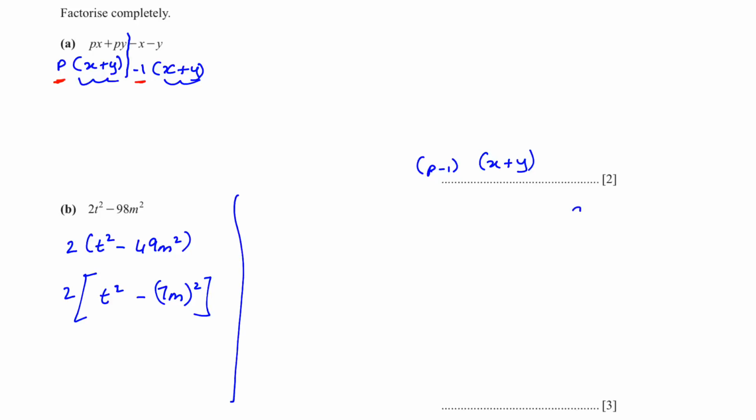Whenever you have two square numbers, a square minus b square, we use the rule a minus b bracket a plus b. This is a very important identity that you should be aware of. So now coming back to our question, we can write 2 bracket t minus 7m and bracket t plus 7m. That's our answer.